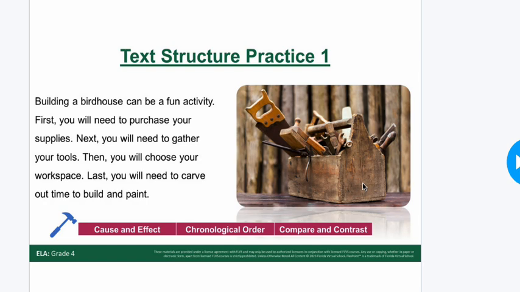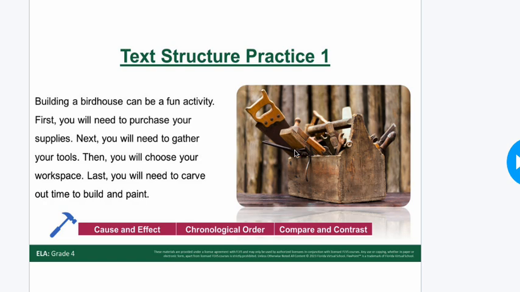All right, let's go ahead and take a look at text structure practice number 1. This says building a birdhouse can be a fun activity. First, you will need to purchase your supplies. Next, you will need to gather your tools. Then you will need to choose your workspace. Last, you will need to carve out time to build and paint.